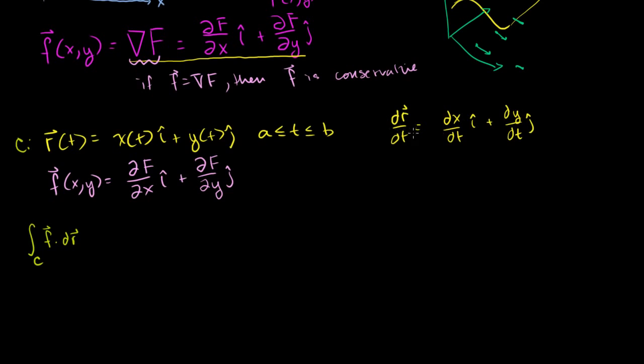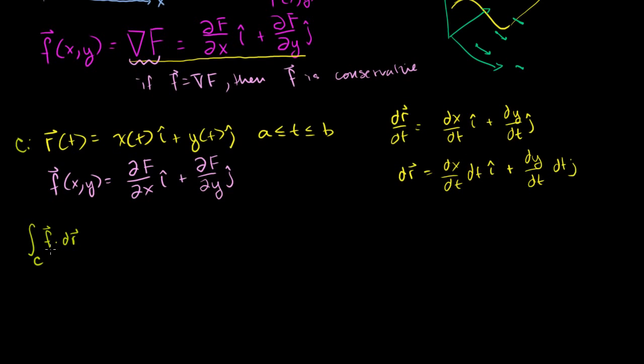So if we want to figure out what dr is, the differential dr, if we want to play with differentials in this way, multiply both sides times dt. I'll distribute it: it's dx/dt times dt i plus dy/dt times dt j.